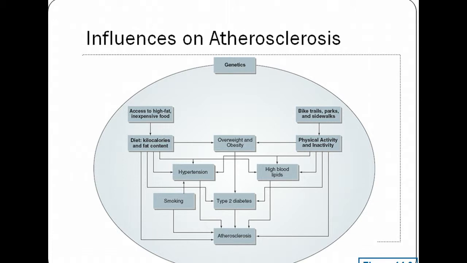So genetics isn't everything. There's a lot to do with lifestyle, and if you look at so many of the things that are listed on this slide, they're also including the environment. What is your access to food? Is it healthy? Is it unhealthy? Do you live in an area that's walkable? Do you have bike trails? What is your physical activity? How do these influence your weight, and how do your weight and your physical activity influence all of these other things that we've talked about so far, such as your lipids and your diabetes and atherosclerosis?